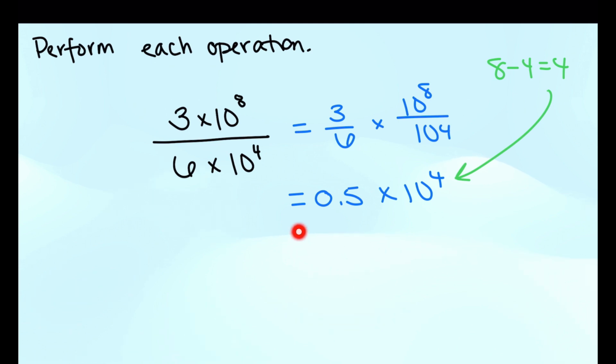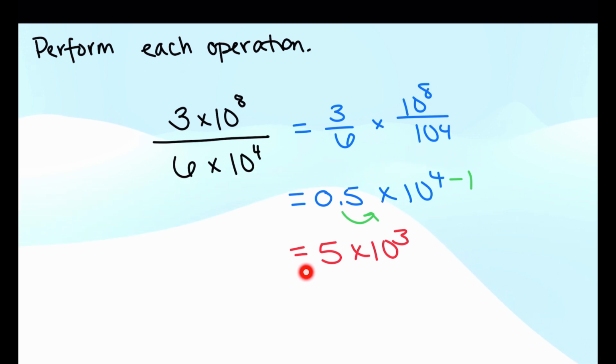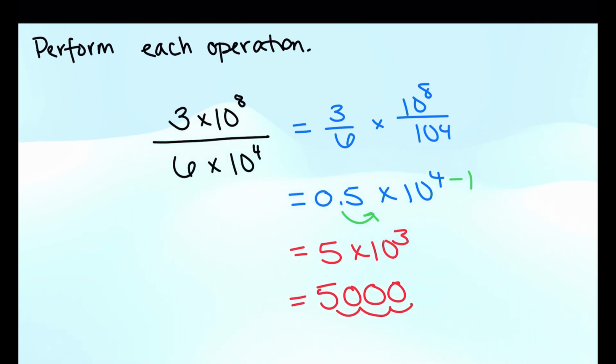This answer is technically not in scientific notation because this 0.5 number is too small. Remember, we want exactly one digit that's not 0 to the left of the decimal. So this time I'm going to move the decimal one place to the right. I take my 0.5 number and I make it bigger. So I have to make my exponent smaller. So that gives me 5 times 10 to the 3rd. If we want that number in standard form, we have to take the decimal and move it 3 places to the right, and that gives me 5,000.